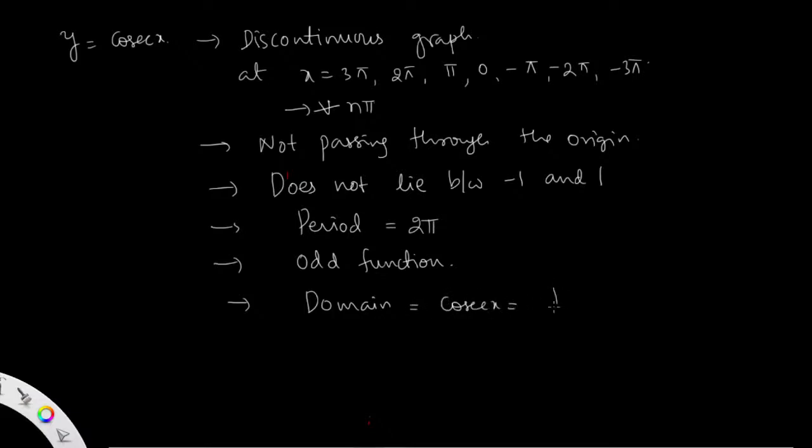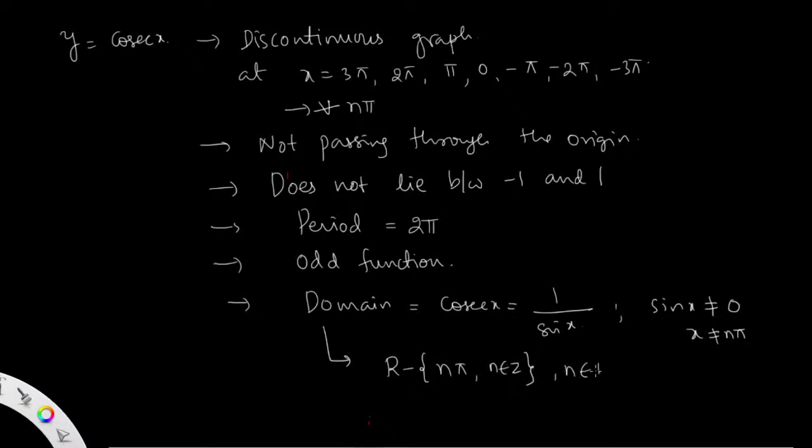Cosecant x can be written as 1 by sin x, so sin x should not be equal to 0. So the domain of the function is R minus n pi, so x should not be equal to n pi. Sin pi is 0, sin 2 pi is 0, sin 3 pi is 0, so R minus n pi where n belongs to Z, that is, all integers. And the range should not lie in the interval minus 1 to plus 1. Therefore the range is minus infinity to minus 1 closed, union 1 to infinity.